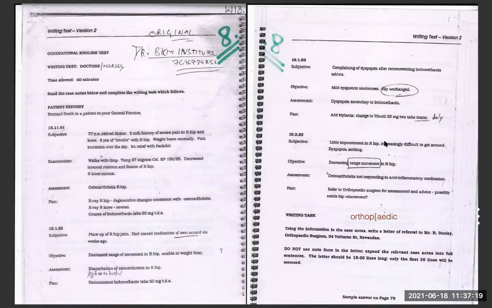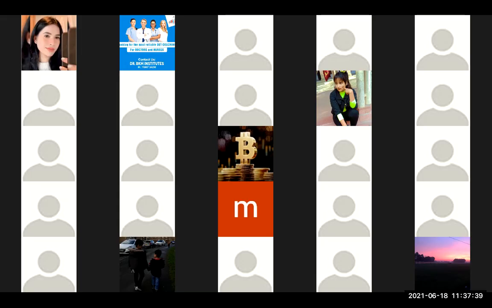So the subjective sentences: little improvement in the height, difficult to get around, decreasing assessment, osteoarthritis, not responding to anti-inflammatory medication, and possibly needs hip replacement. We are writing to the orthopedic surgeon for assessment and advice. So osteoarthritis and improvement, and decreasing range of motion in the hip. So I will try to write the same things.